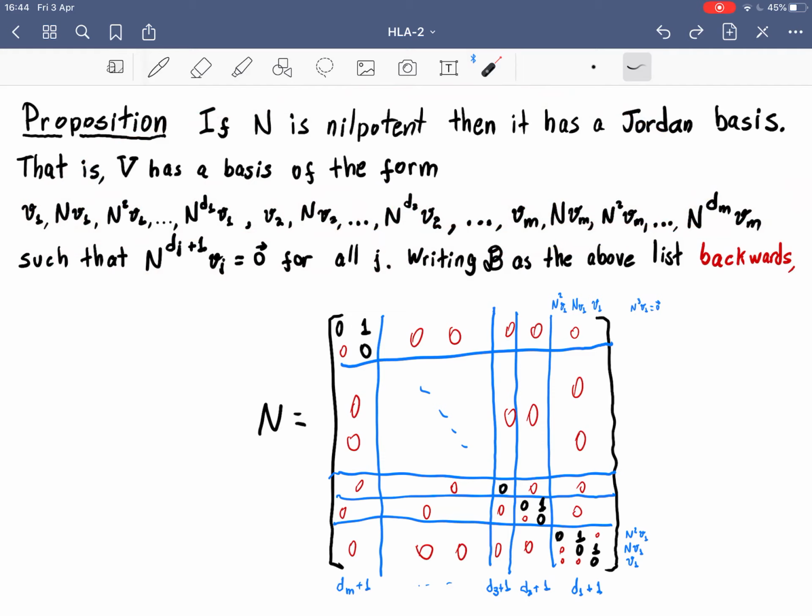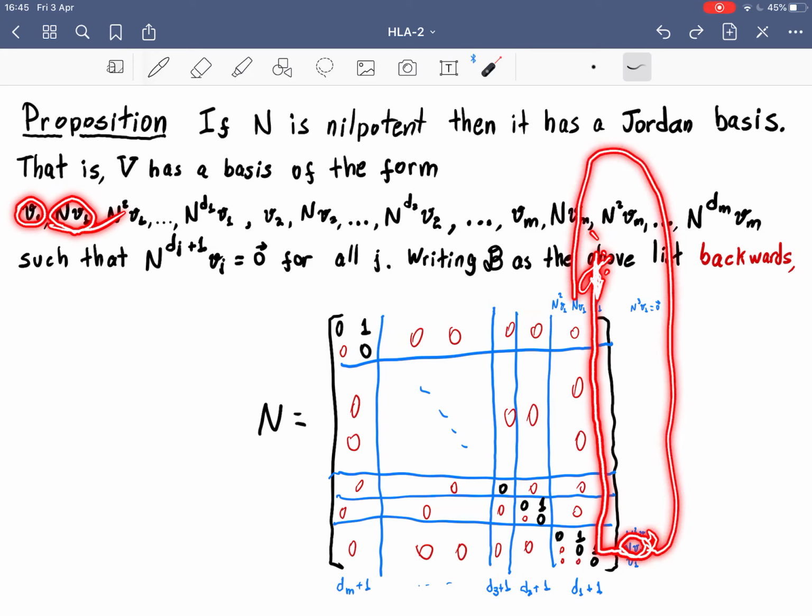matrix that we get. Well, n applied to the last element of the basis will give us the second last element of the basis, which means exactly this is v1. v1 will be the last element of the basis, and when we apply n to it, n v1, that's v2. And now if we apply n to v2, we come here and we get v3.